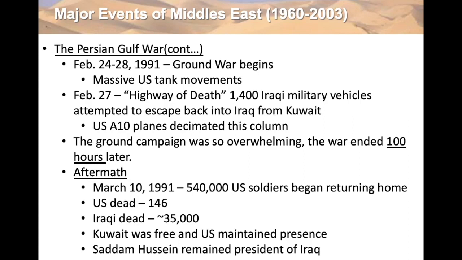The result: Kuwait was free and the U.S. maintained a presence there in the Middle East. But the last bullet point there on the slide: Saddam Hussein remained president of Iraq. And obviously that would come back to haunt the United States in 2003 with the invasion of Iraq, where we would topple Saddam Hussein, and he would then be tried and executed for crimes against his own people.